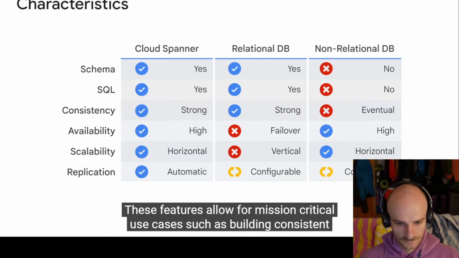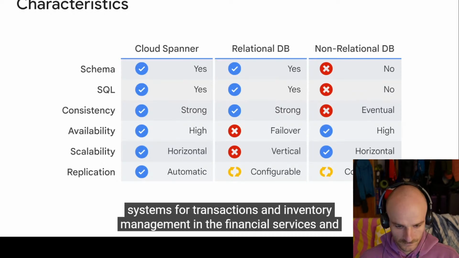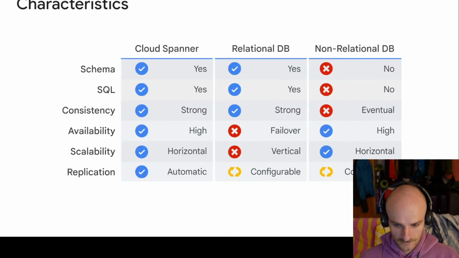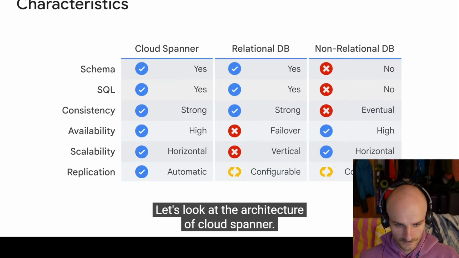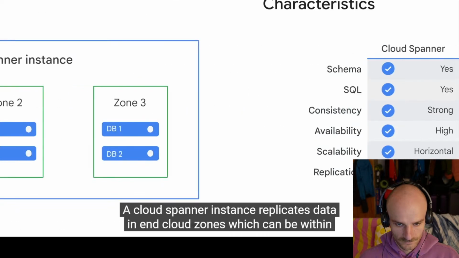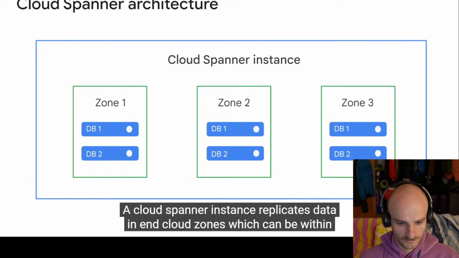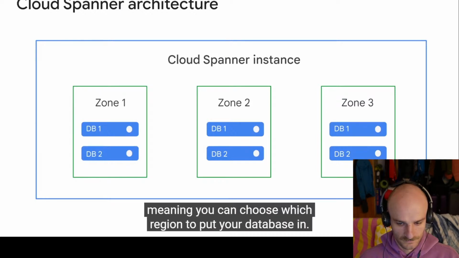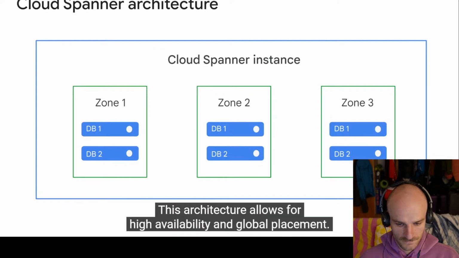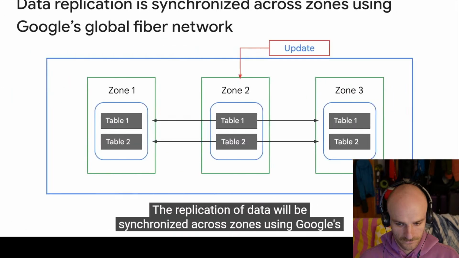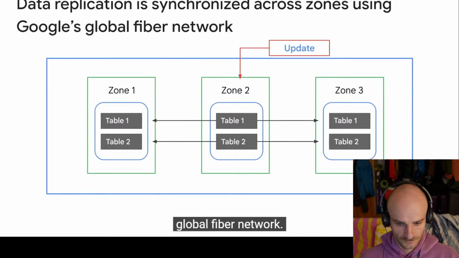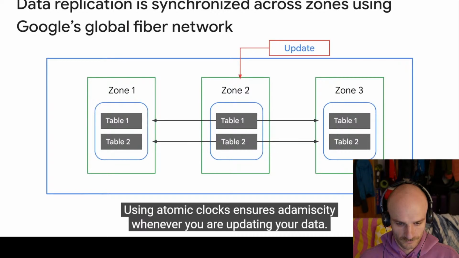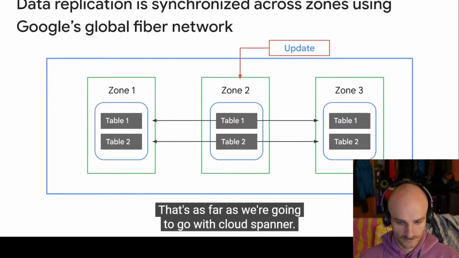These features allow for mission-critical use cases, such as building consistent systems for transactions and inventory management in the financial services and retail industries. To better understand how all of it works, let's look at the architecture of Cloud Spanner. A Cloud Spanner instance replicates data in n cloud zones, which can be within one region or across several regions. The database placement is configurable, meaning you can choose which region to put your database in. This architecture allows for high availability and global placement. The replication of data will be synchronized across zones using Google's global fiber network. Using atomic clocks ensures atomicity whenever you are updating your data. That's as far as we're going to go with Cloud Spanner.